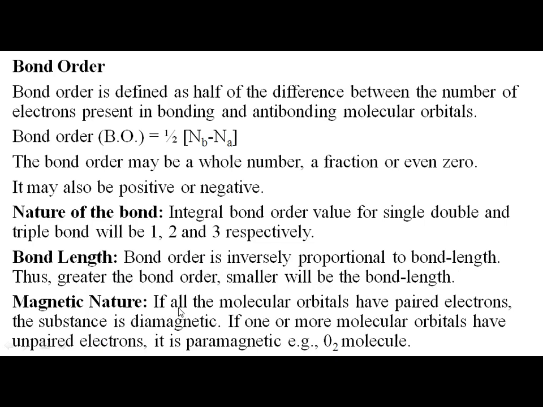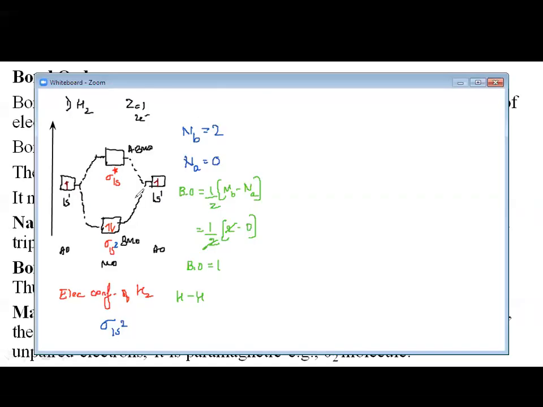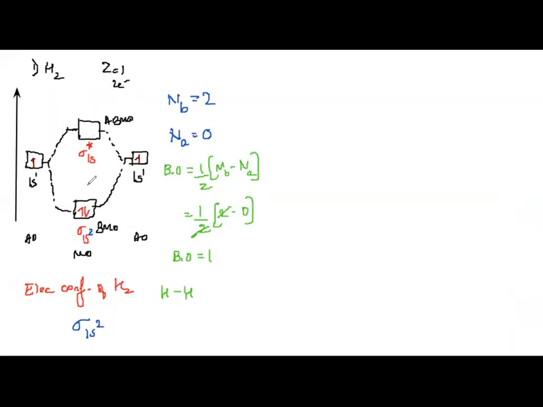Magnetic properties. You can say whether the given molecule is paramagnetic or diamagnetic. Now, what do we mean by diamagnetic? If all the molecular orbitals have paired electrons, the substance is diamagnetic. If one or more molecular orbitals have unpaired electrons, it is paramagnetic. So for diamagnetic and paramagnetic nature, you look at the molecular orbitals and say whether it is diamagnetic or paramagnetic.